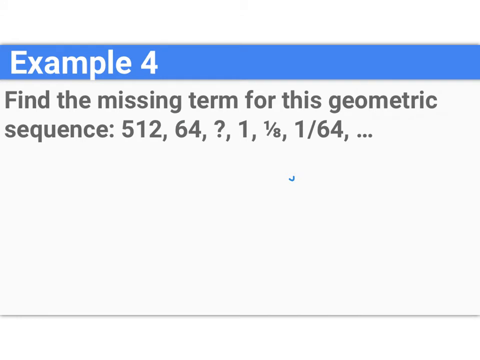Okay, let's look at example 4. Find the missing term for this geometric sequence. And all a geometric sequence means is that you're multiplying and dividing in between the terms. So that's the big difference between arithmetic and geometric. So let's see what we have. To go from 1 to 1/8, well, we had to multiply by 1 over 8. And if we multiply by 1 over 8, we get 1 over 64. So our constant of multiplication must be 1/8.